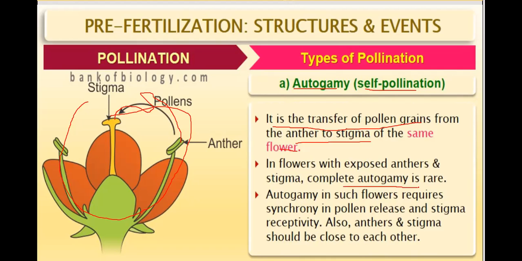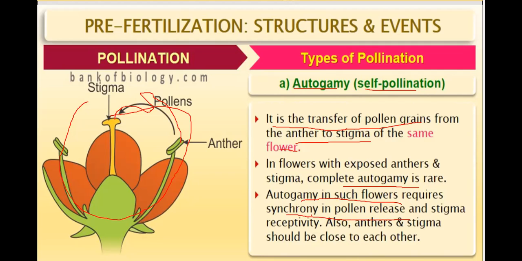Sometimes a question will be there whether complete autogamy is possible in case flowers are having exposed anther and stigma. The answer will be what? Complete autogamy is rare. Autogamy in such flowers requires synchrony in pollen release and stigma receptivity. Also, anther and stigma should be close to each other. So, for autogamy, what is the condition? There should be a synchrony in pollen release and stigma receptivity.